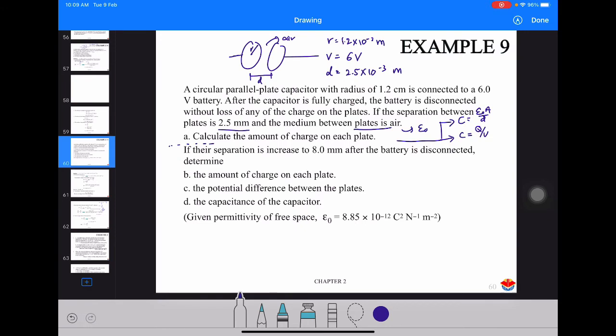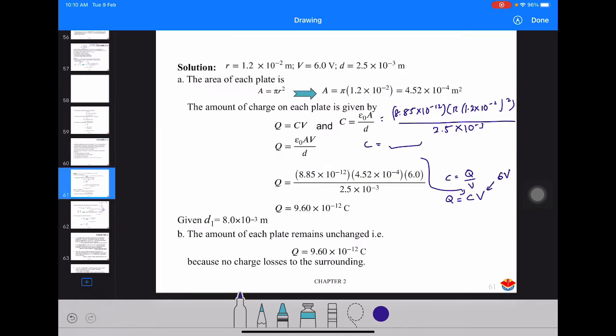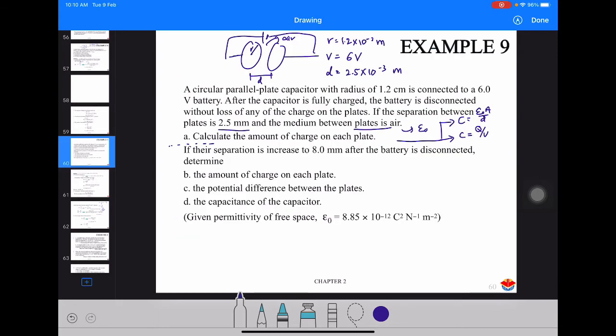If the separation is increased to 8 mm after the battery is disconnected. So you assume initially you have a battery over here. It's connected to a battery. So when it's connected to a battery, it's a fully charged capacitor. And then when it's disconnected, the charge remains the same. Initially, let's say 10 coulomb, then you take out the battery, you still have 10 coulomb over there. So in this case, not 10, but instead you have Q equals 9.6 times 10 to the power of negative 12. So the Q would be constant. It will remain unchanged.